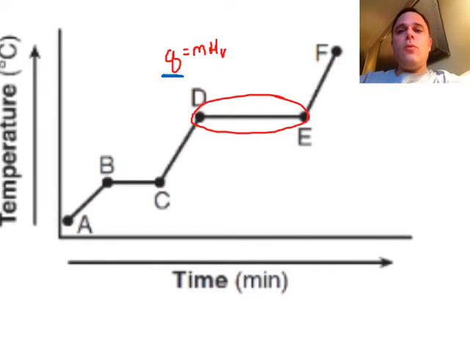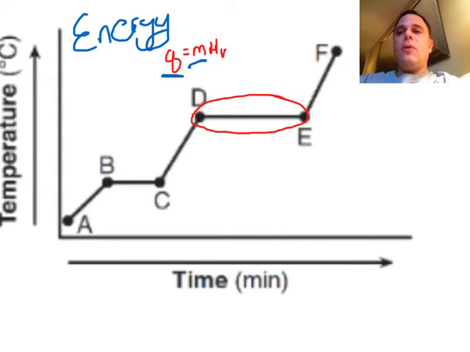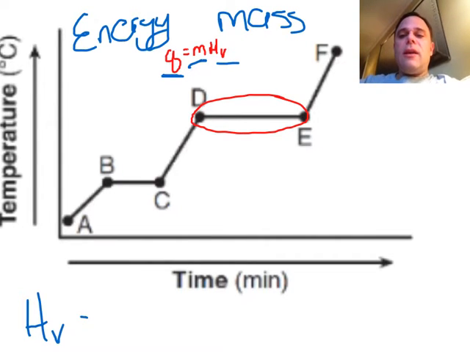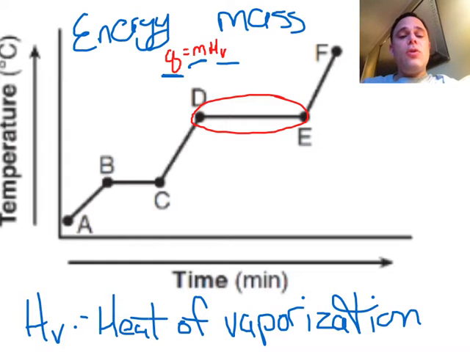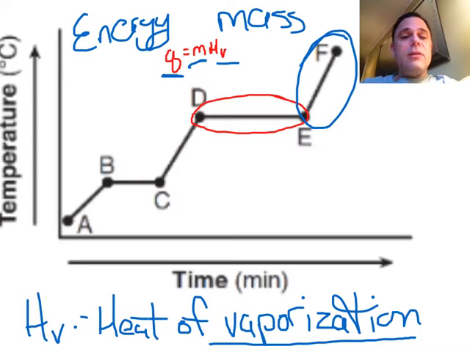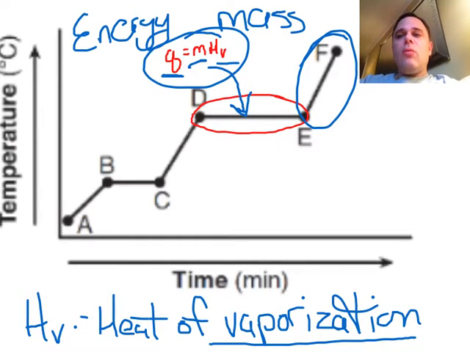And he said Q, which is energy, is equal to M, which is mass, times HV, where HV is the heat of vaporization. Now, it's important that I show you this formula first because of that word vaporization. We know that when something becomes a gas, it's a vapor. So we would use this formula when you could identify on this graph, now called a map, that we are talking about this segment from D to E.